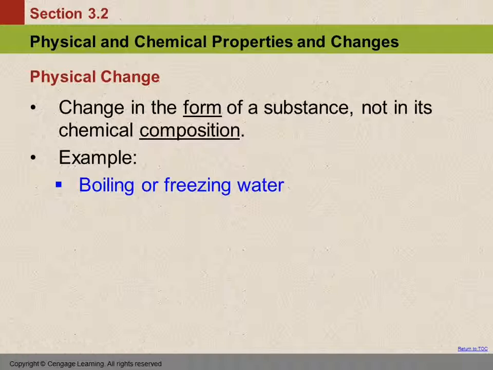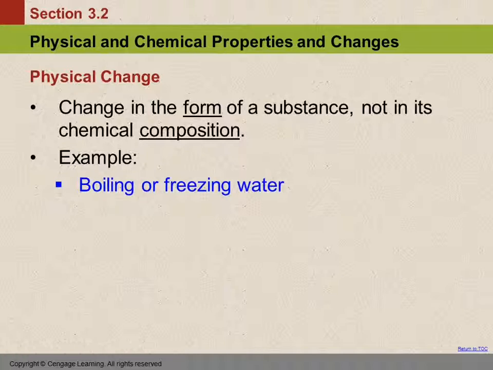So a physical change involves a change in the form of a substance, but not in its composition. So boiling or freezing water, that's a physical change, because the substance remains the same. The physical property is describing perhaps at what temperature that occurs. So the change and the property are very, very closely related.